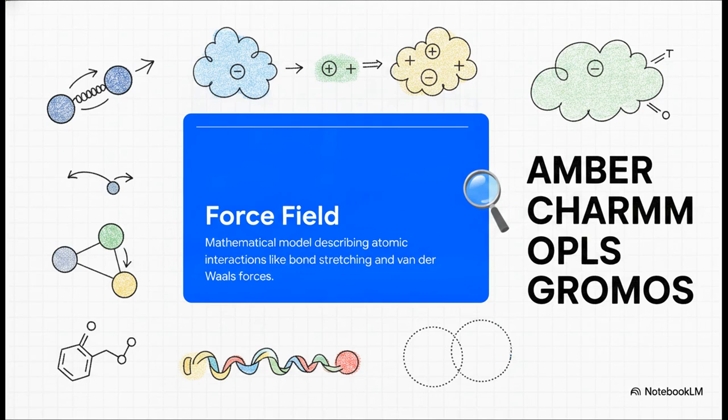But wait, how do these atomic actors actually know what to do once they're on stage? Well, they follow a force field. Now, in this context, a force field is a mathematical model that describes the interactions between atoms. We're talking about how bonds stretch, how angles bend, torsional rotations, electrostatic interactions, and even van der Waals forces. Popular force field models that scientists use, like AMBER, CHARMM, OPLS, or GROMOS, are basically the rules of physics loaded directly into the code. They tell our actors exactly how to pull, push, and bounce off of one another.